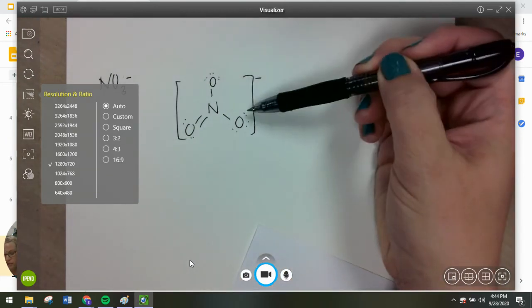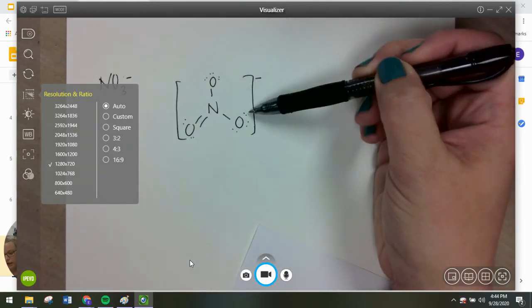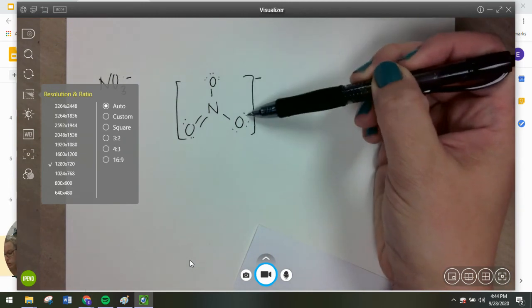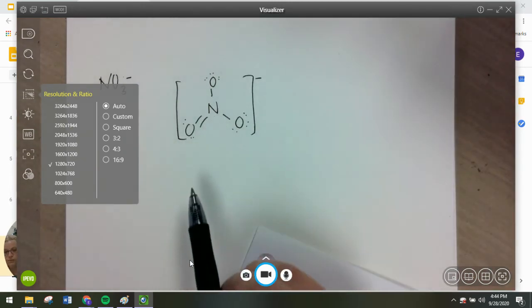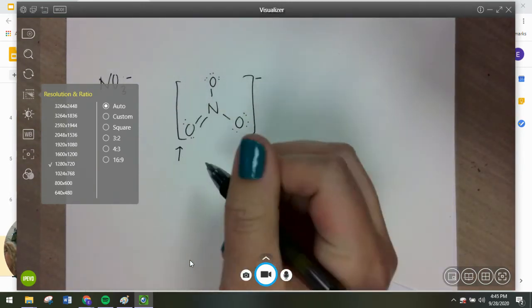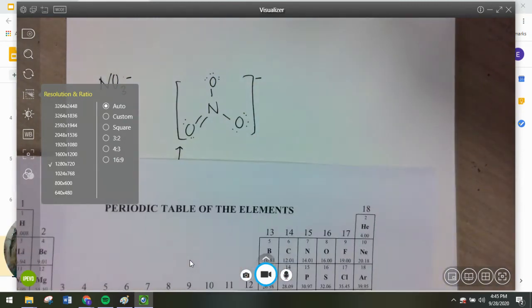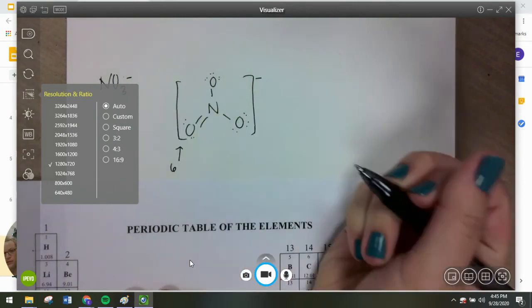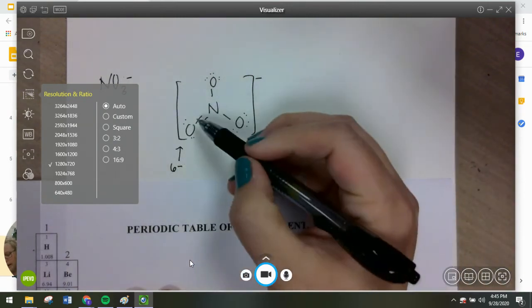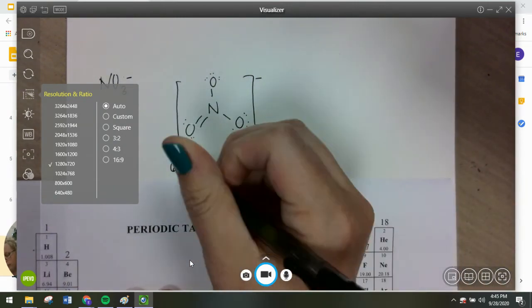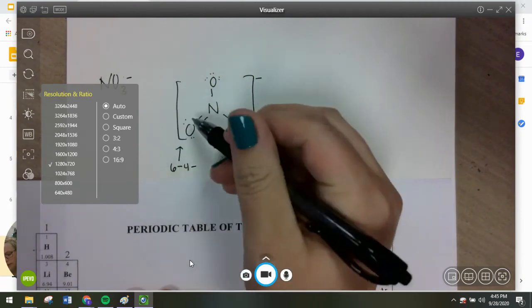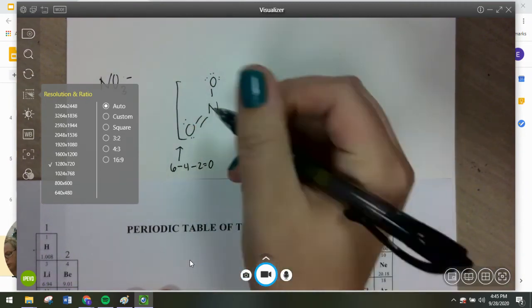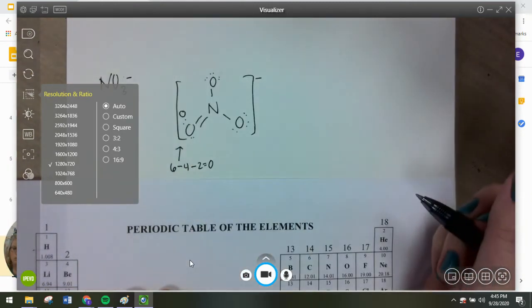If you look, these O's are identical in how they are bonded, so we only have to do this calculation one time. We have to do it for the nitrogen and for this oxygen. So I'm going to do this oxygen first. Using my periodic table, oxygen brings 6 electrons to the party. I have 1, 2, 3, 4 electrons in there and 2 bonds, so that gives me a formal charge of 0. So this oxygen has a formal charge of 0.